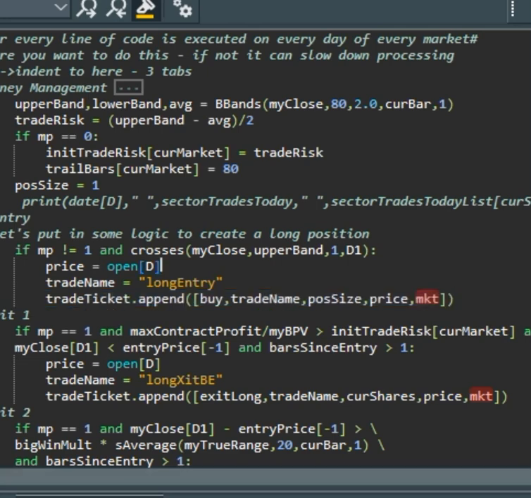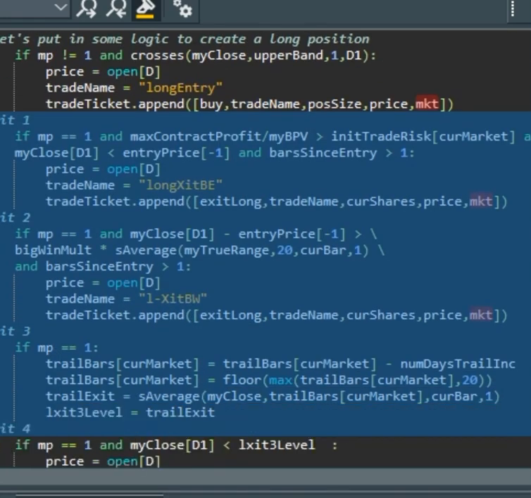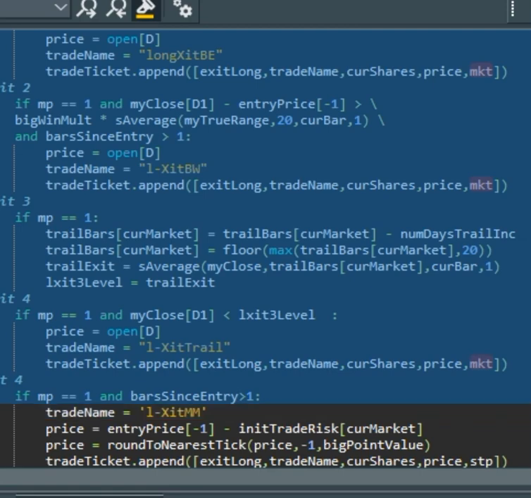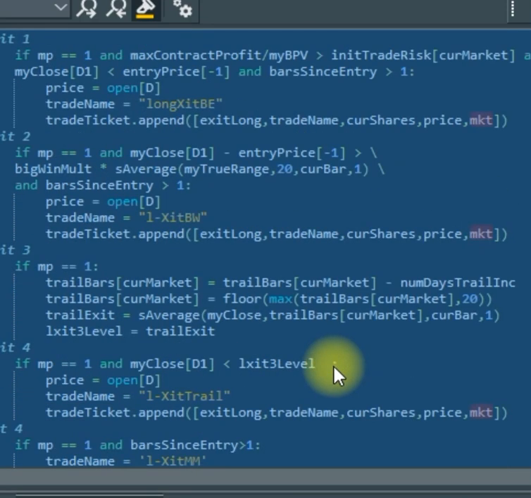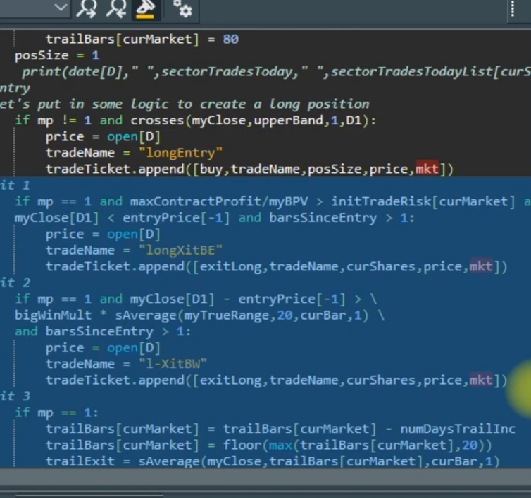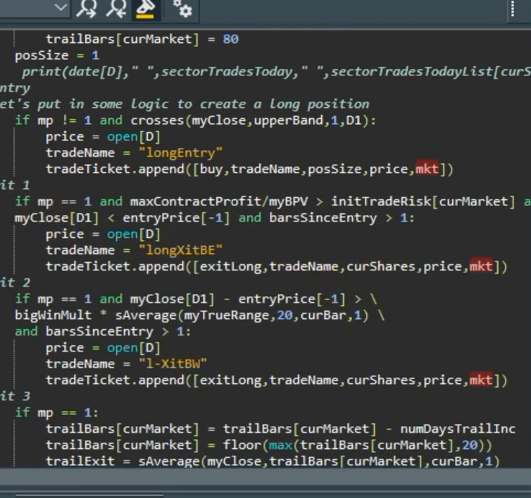Now here's where it gets a little bit more hairy. We have 4 exits. Long exit 4, this is the continuation of it. So let's go over these real quick. You may think they look a little complicated, but a lot of the code is just setting the price and the trade name. So it's not that much code.